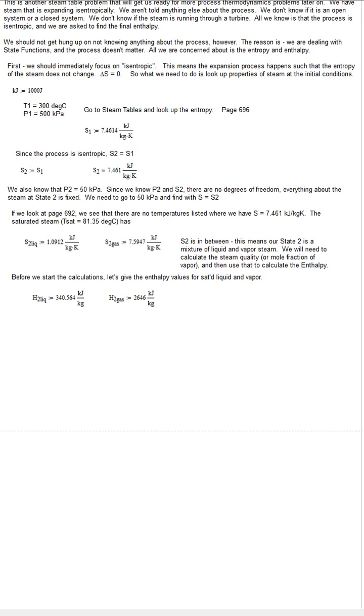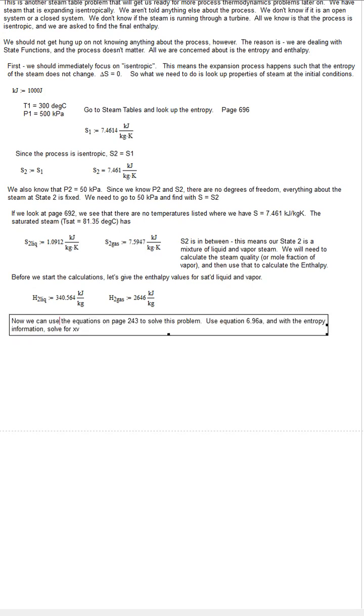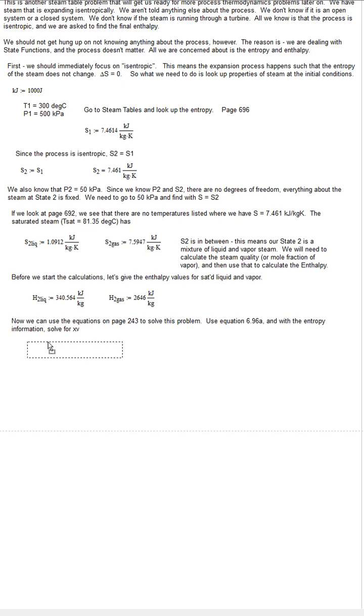All right, so now we need to calculate the steam quality, the mass fraction or mole fraction that is vapor. So you've got a couple equations on page 243 that you can use to solve this, and I like using the form that's equation 6.96a. I'm going to substitute entropy for M, the general thermodynamic property, since that's what we're going after. So S2 is equal to (1 minus XV) times S2 liquid plus XV times S2 of the vapor phase. You can solve that algebraically or ask MathCAD to solve it for you.